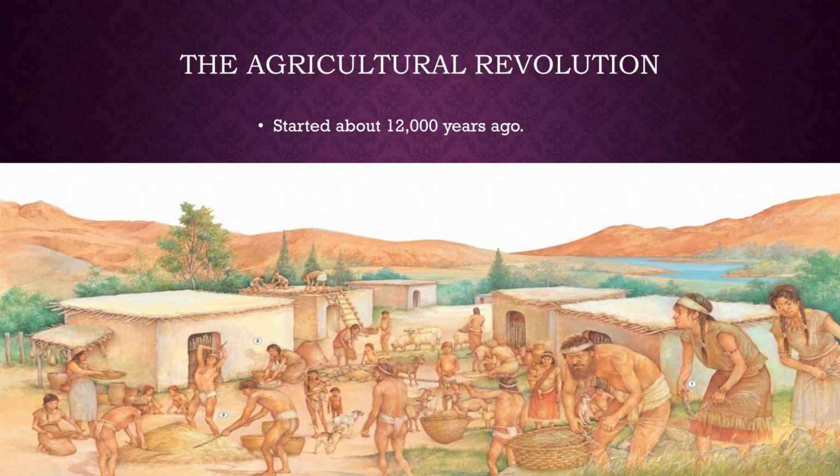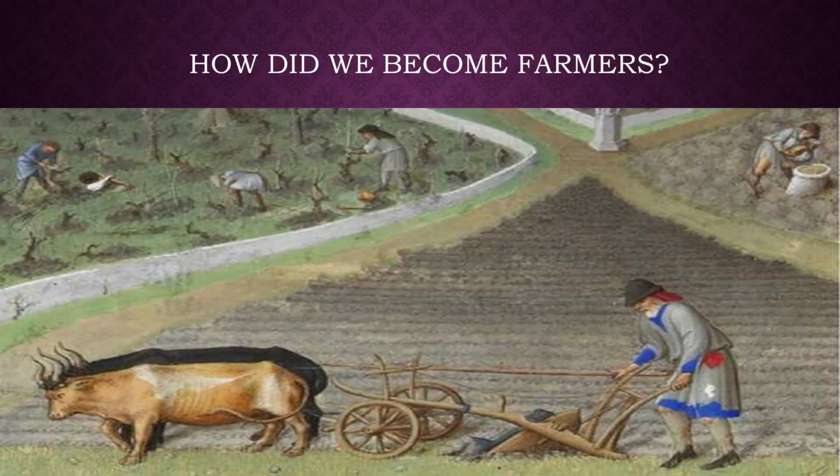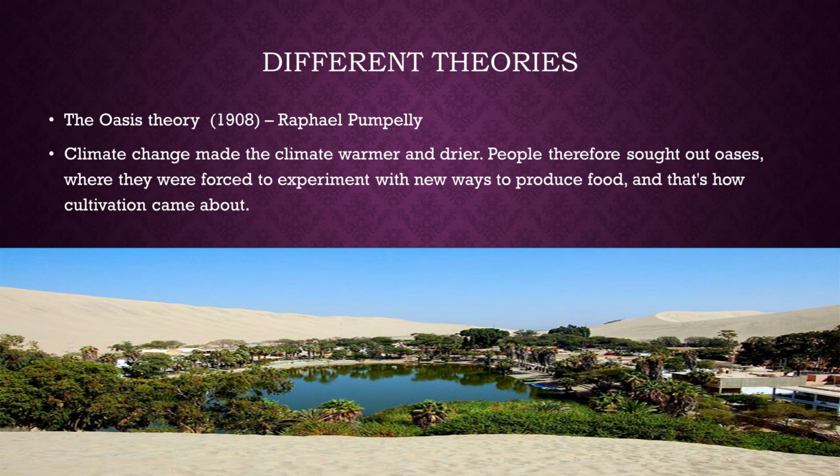The agricultural revolution started about 12,000 years ago or 10,000 BC. But how and why did people become farmers? Well, there are different theories. The oldest one is the so-called oasis theory by Raphael Pumpelly, and he basically thought that climate change made the climate warmer and drier. People therefore sought out oases because they were basically forced to experiment with new ways in order to produce food and survive.